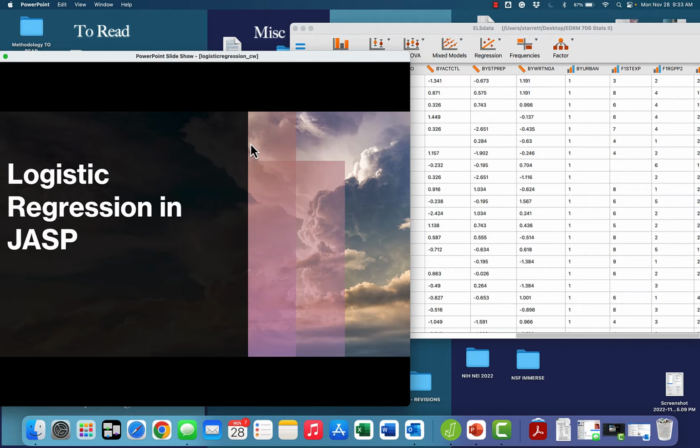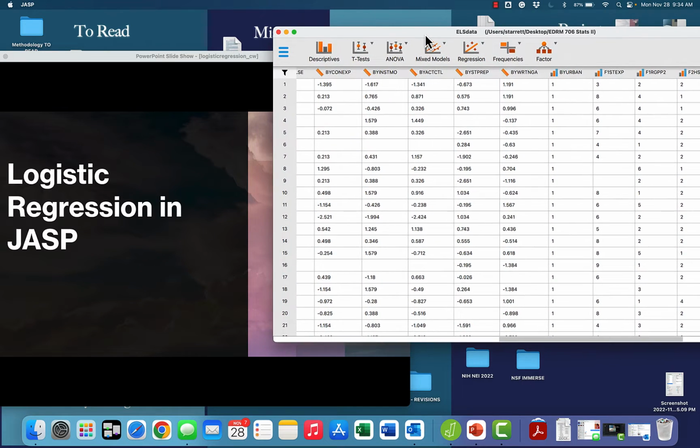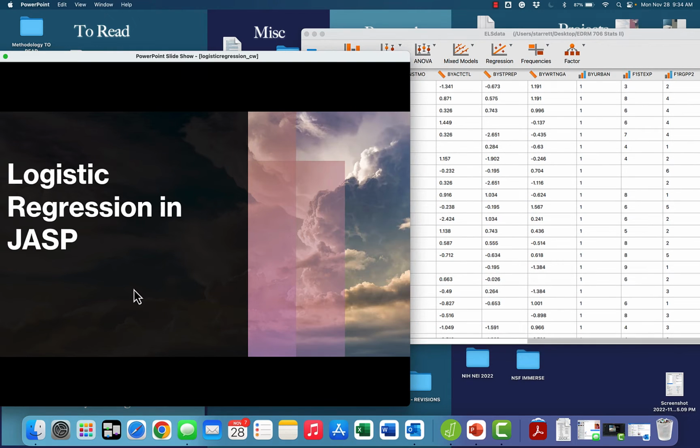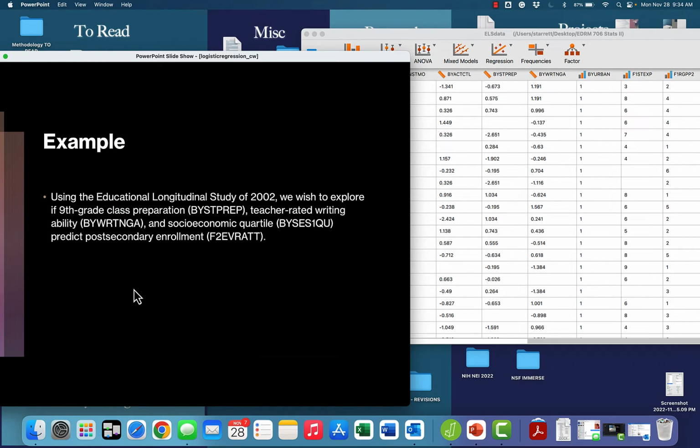Okay, let's do an example of logistic regression in JASP. I'm going to have the PowerPoint up as well as JASP, and we want our ELS data file. Our working example here is going to be using the Educational Longitudinal Study of 2002. We wish to explore if ninth grade class preparation, teacher-rated writing ability, and socioeconomic quartile predict post-secondary enrollment.